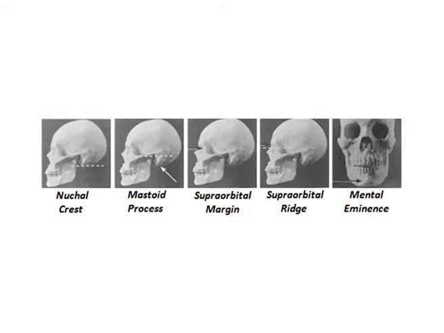The skull has 5 different features that are observed and scored. These are the nuchal crest, the mastoid process, the supraorbital margin, the supraorbital ridge and the mental eminence. This figure depicts all those. Each of these markers is given a numerical score from 1 to 5 relating to the level of expression, with 1 being the minimal expression and 5 being the maximal expression.